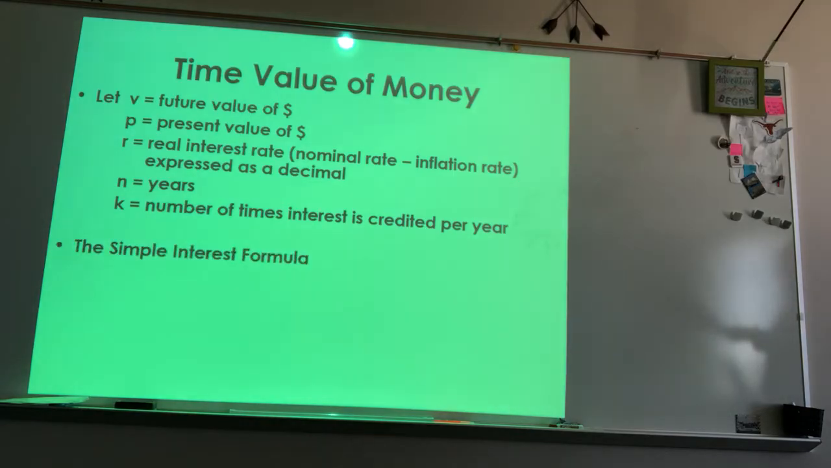So the simple interest formula is this. V is equal to parentheses 1 plus R, parentheses, times N years, times P.